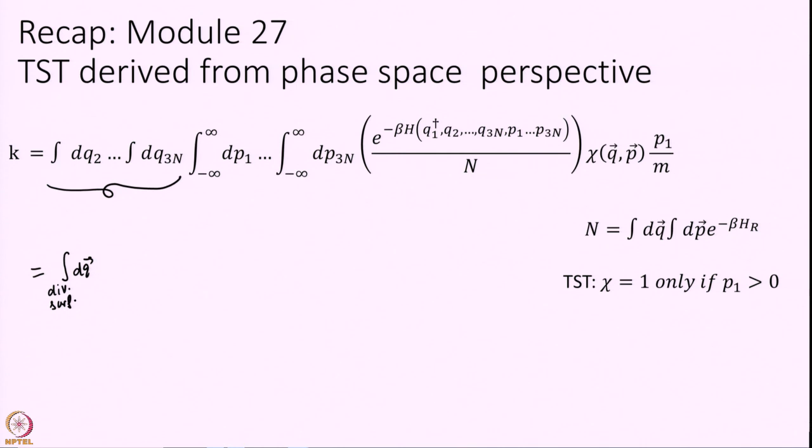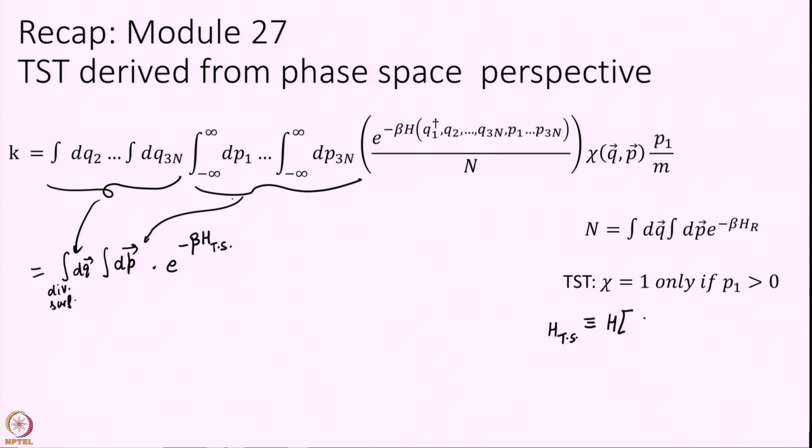This notation we have used before as well in the course. Just to simplify our notation, this integral I will write as dp, and there is no restriction here, it is over all possible values of momentum. This I will write as e to the power of minus beta H transition state. Again, that is a notation we have used before. H transition state really means H of q1 dagger, q2 to q3n, p1 to p3n. So this H is what I call H_TS. Again, the whole purpose is just so that I can write faster. If I write all of this all the time, then we won't get anywhere.